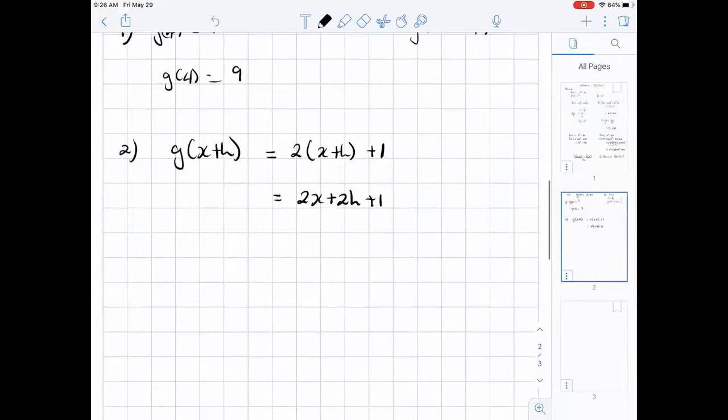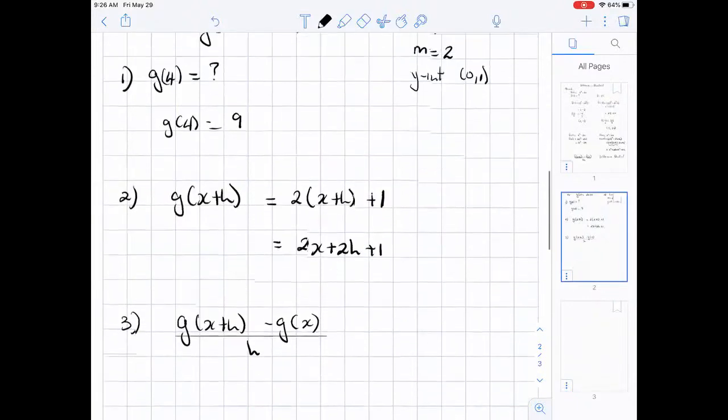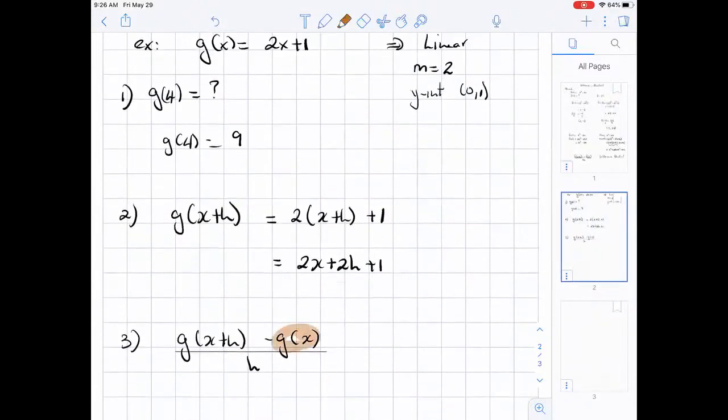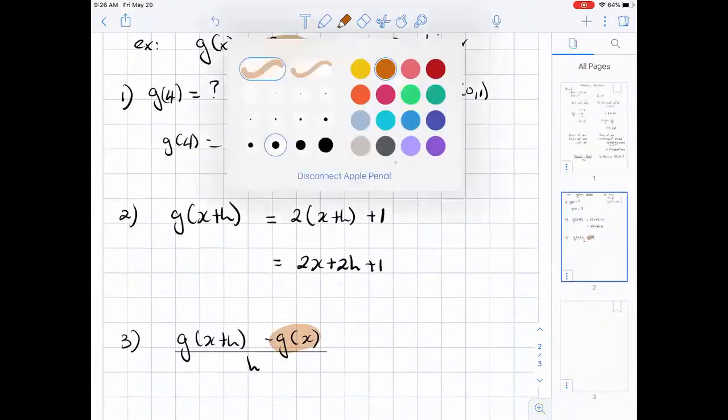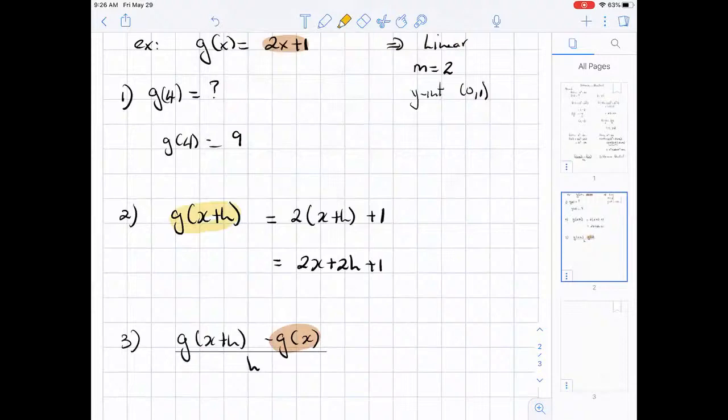Now, realistically, part 3: what is g of x plus h minus g of x, everything divided by h? Well, remember, g of x was given to you, right? This is a given. g of x was given to you, and you just found g of x plus h. This is your g of x plus h.